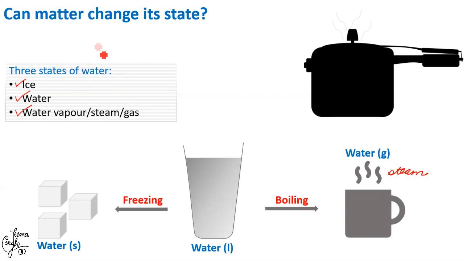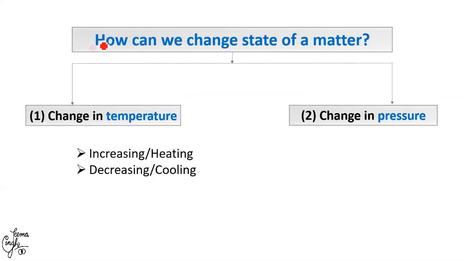Let us come back to the question, can matter change its state? Yes, of course. Matter can change its state. The next question we need to address is, how can we change the state of a matter? The physical state of a matter can be changed in 2 ways. 1, by changing the temperature, and 2, by changing the pressure. In this video, I'll take up the first method of changing state of matter, that is change in temperature.